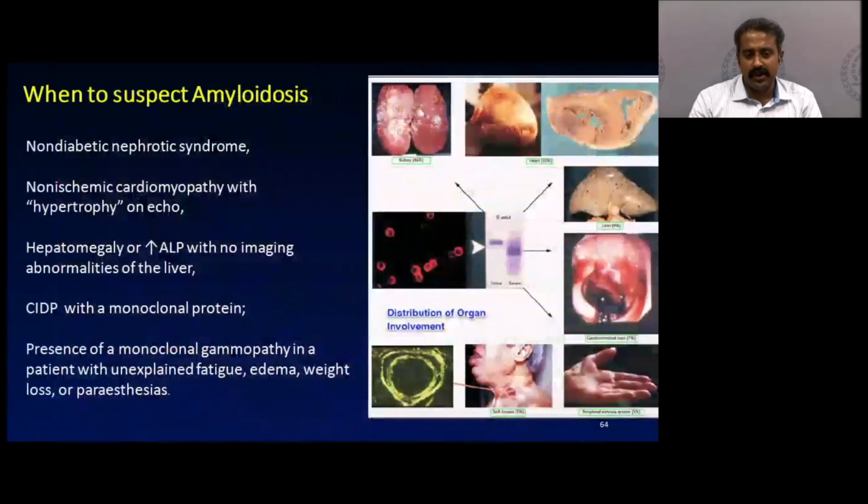Now, when do you suspect amyloid? These are the red flag signs where you should suspect amyloid. A patient who is non-diabetic presents with nephrotic syndrome. A patient without any history of ischemic heart disease comes with hypertrophy on the echo. A patient without any abnormalities of the liver on imaging presents with hepatomegaly or a raised alkaline phosphatase. A patient can present with CIDP with a monoclonal protein, or a patient with a monoclonal gammopathy in the presence of unexplained fatigue, edema, weight loss, or paresthesia. These are the set of patients where you should start to suspect amyloid and look at the workup.